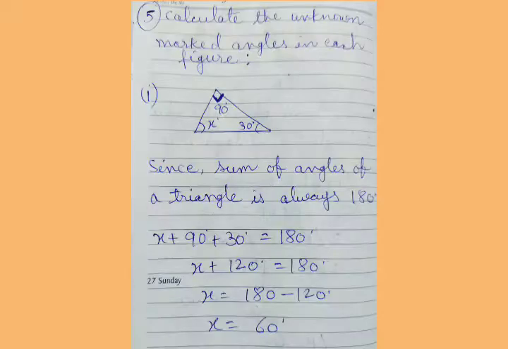Now next, question number 5. Calculate the unknown marked angles in each figure. So you can see here 90 degrees given, x is given, and 30 degrees given, and we know that the sum of angles of a triangle is always 180 degree. So x plus 90 plus 30 is equal to 180 degree, x plus 120 is equal to 180 degree, and so x is equal to 180 minus 120, this is equal to 60 degree.